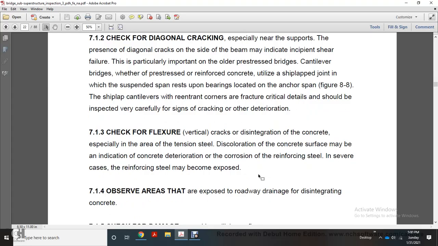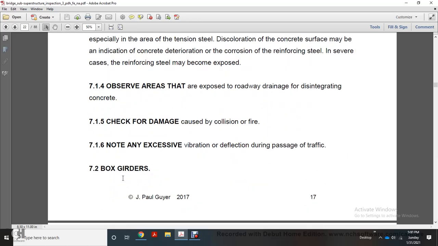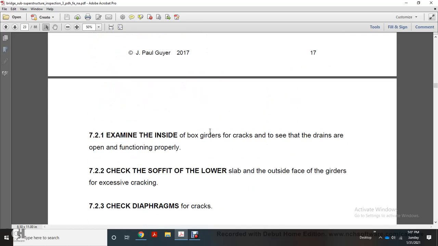Check for flexure vertical cracks, especially over the tension steel. Discoloration of the concrete surface may be an indication of concrete deterioration or corrosion of reinforcement steel. In severe cases, the reinforcement steel may be exposed. Observe the areas that are exposed to roadway drainage and disintegrating concrete. Check for damage caused by collision or fire. Note any excessive vibration or deflection during the passage of traffic. For box girders, examine the inside of the box girder for cracks, and see if the drains are open and functioning properly.